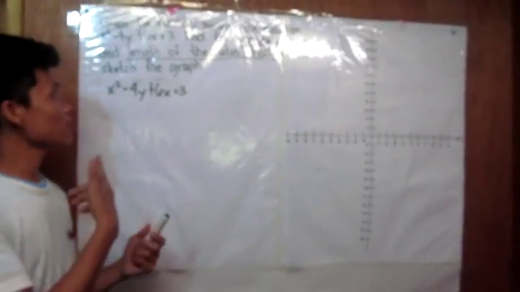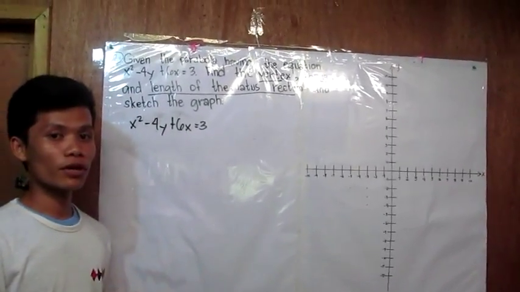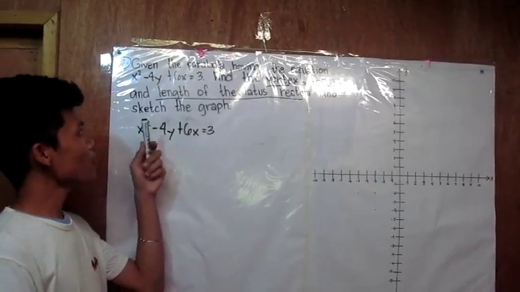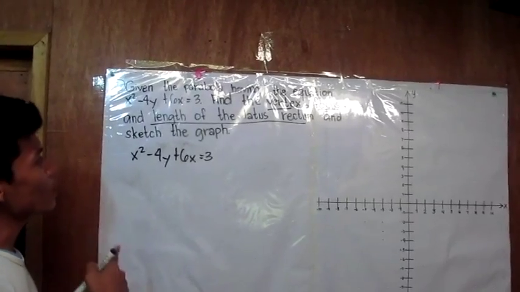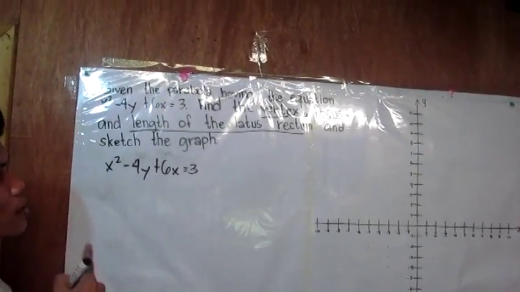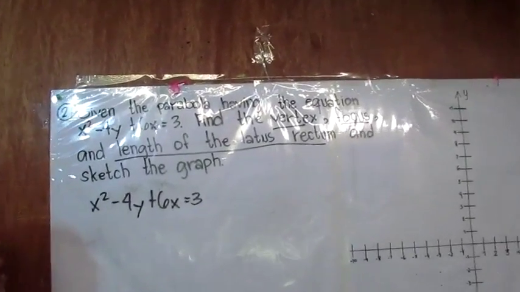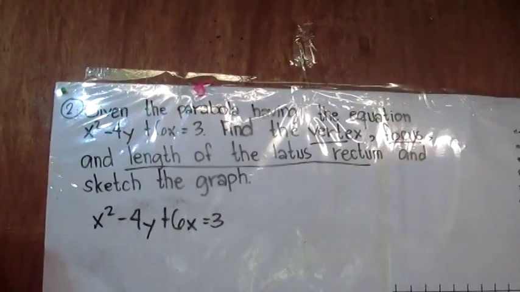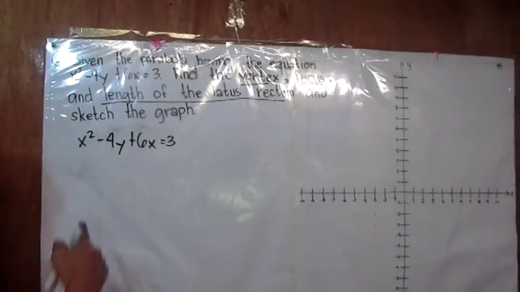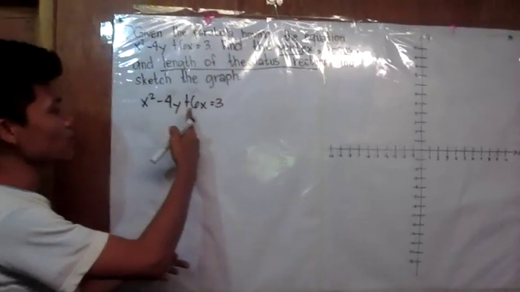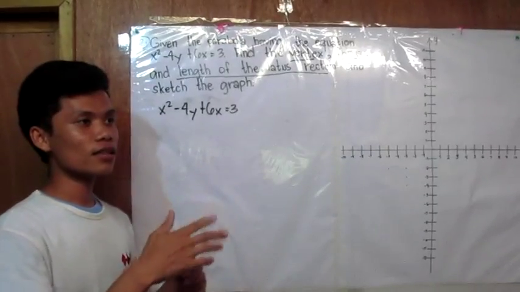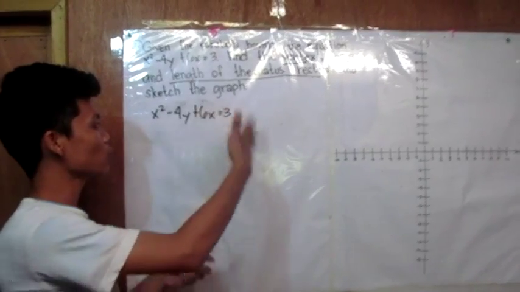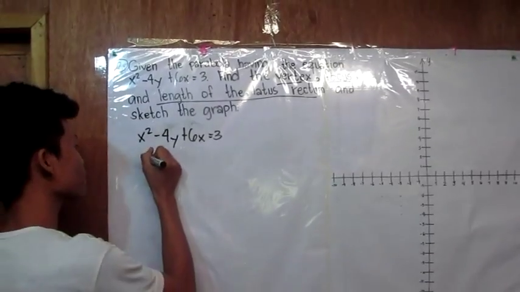So I have here this second problem, which is quite different from the first one. Given the parabola having the equation x squared minus 4y plus 6x equals 3, find the vertex, focus, and length of the latus rectum and sketch the graph. Okay, first we are going to copy the given equation, x squared minus 4y plus 6x equals 3. And then we are going to group all the x terms and transfer -4y to the other side of the equation.